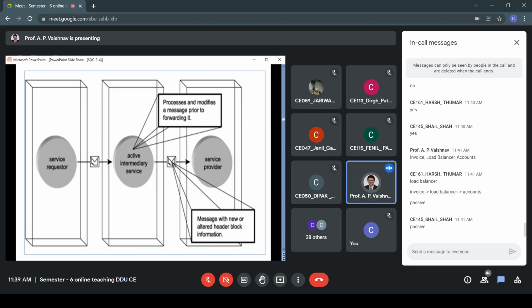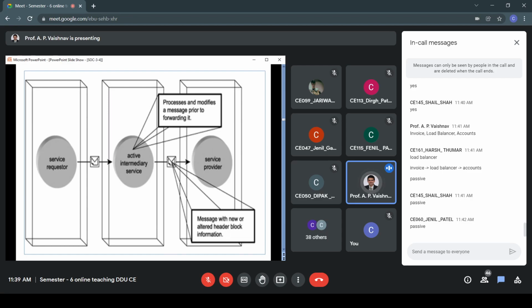Anyone else would like to answer? Okay, Shaila has written passive. Think about the logic and you can answer. See, what is it supposed to do? It will just check the load on the server. It is not going to do anything with the message. Yes or no? It is not going to do anything with the message, right? So whenever you are not doing anything with the message, you are working as a passive intermediary, okay?